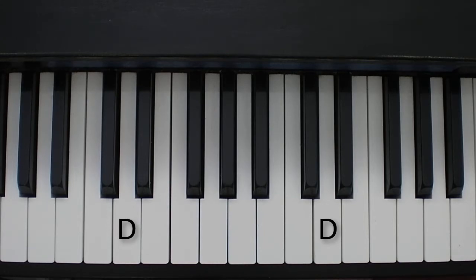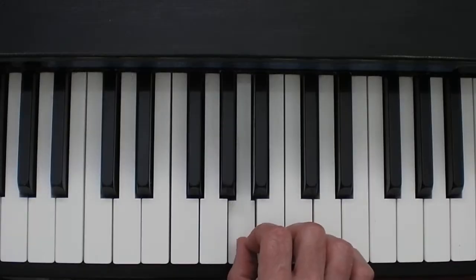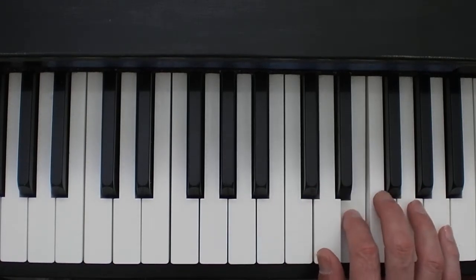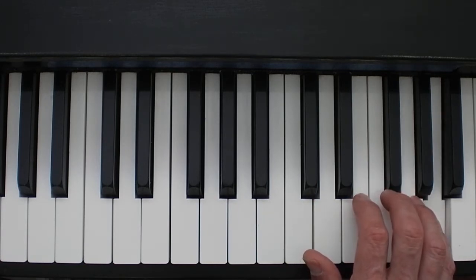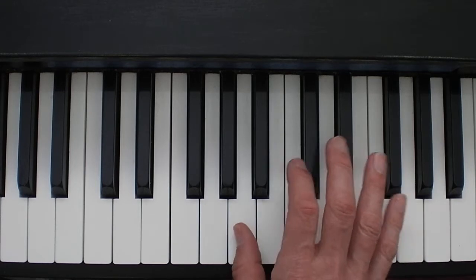The labeling of the keyboard is consistent up and down its entire length, with the letters repeating themselves at regular intervals. If you start on the pitch A, calling that number 1, and then count up to the next letter A, you will count 8 pitches. 1, 2, 3, 4, 5, 6, 7, 8. In music, we call this the interval of the octave. If you count up an octave from any pitch, you will always get to the same letter name.